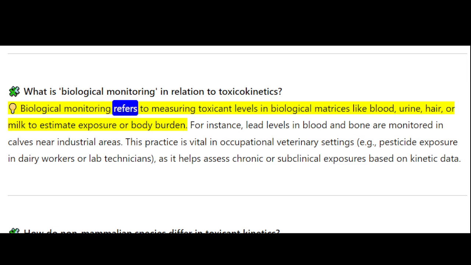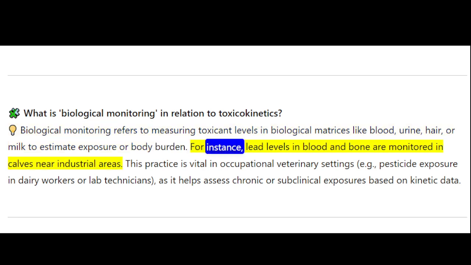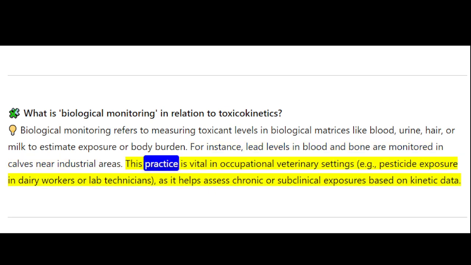Biological monitoring refers to measuring toxicant levels in biological matrices like blood, urine, hair, or milk to estimate exposure or body burden. For instance, lead levels in blood and bone are monitored in calves near industrial areas. This practice is vital in occupational veterinary settings, for example, pesticide exposure in dairy workers or lab technicians, as it helps assess chronic or subclinical exposures based on kinetic data.